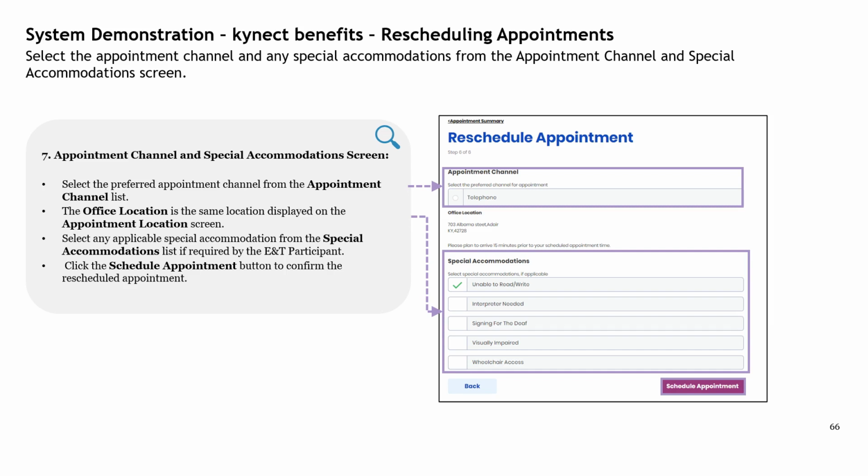The office location is the same location displayed on the Appointment Location screen. Click Schedule Appointment to confirm the rescheduled appointment. Your appointment is now rescheduled.